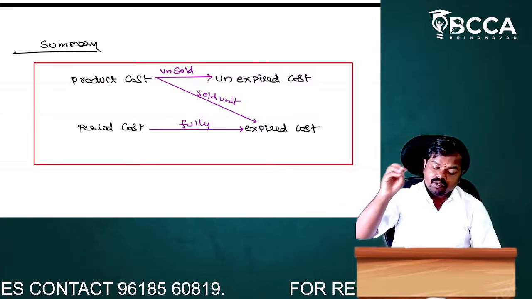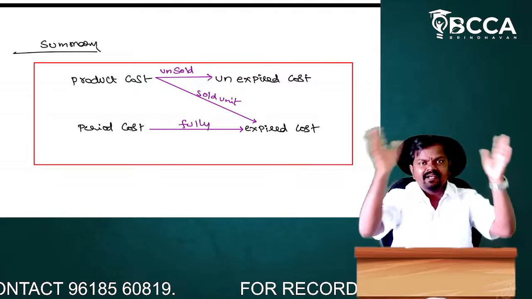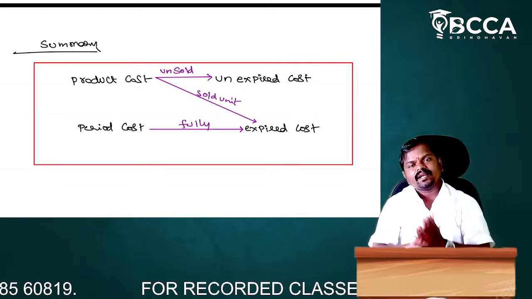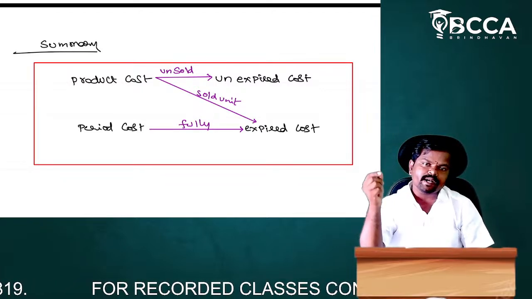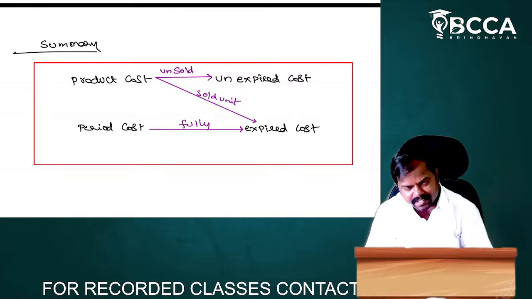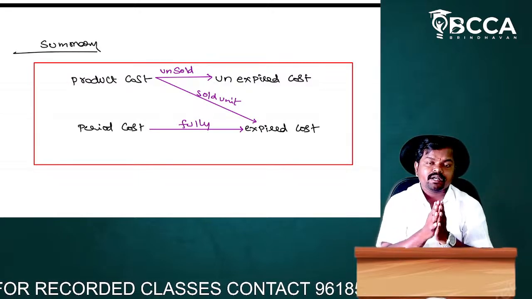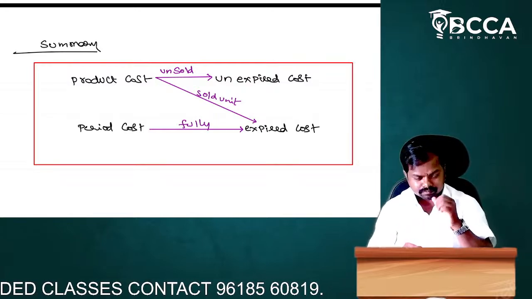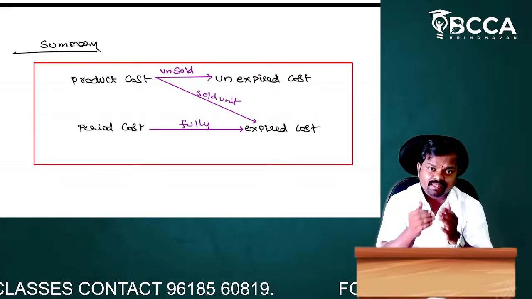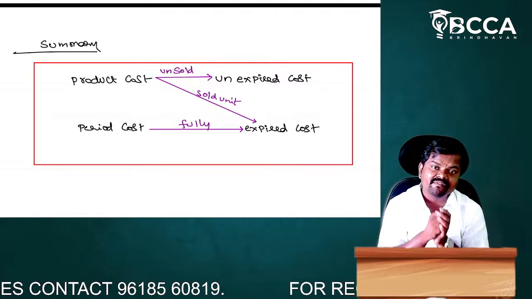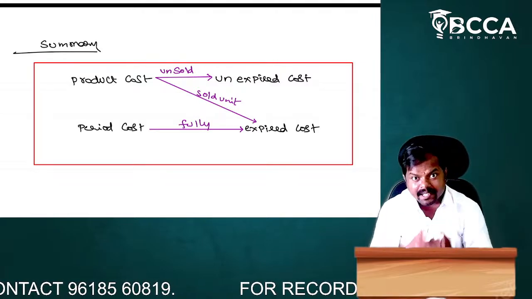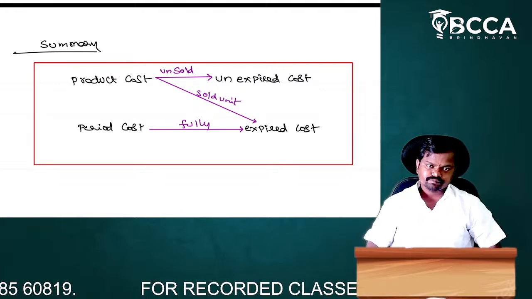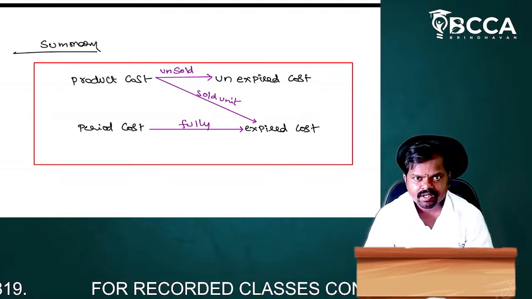Clear? So before concluding today's class, we will revise the entire thing. Expired cost means anything incurred by the organization and charged to current year revenue. Anything incurred by the organization which is not charged to current year revenue but charged to next year is unexpired cost. Any cost incurred for manufacturing is called product cost. Any cost incurred only for sold units is called period cost.